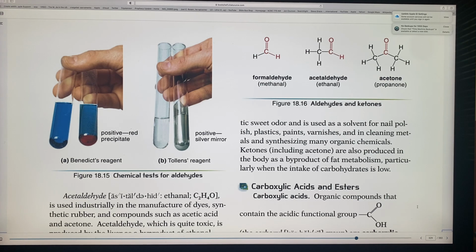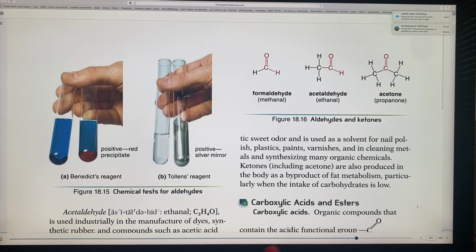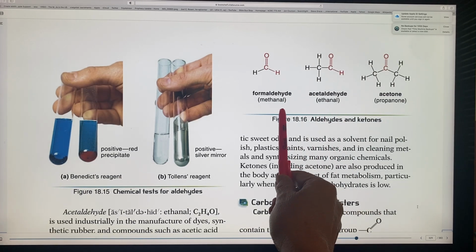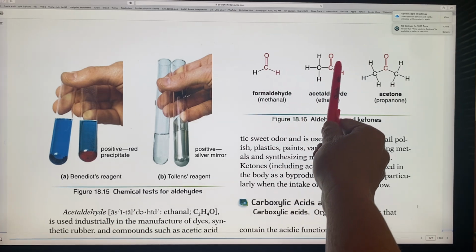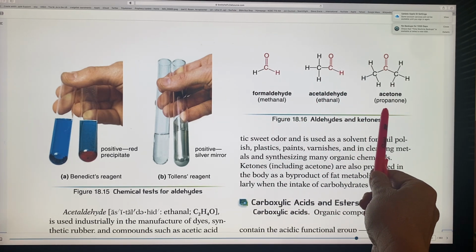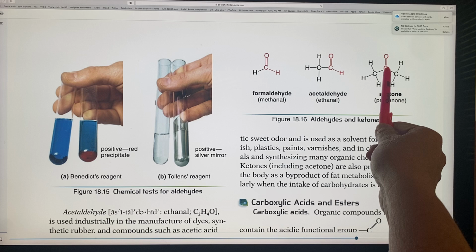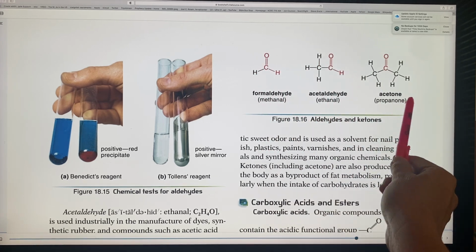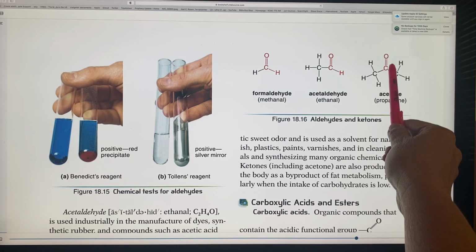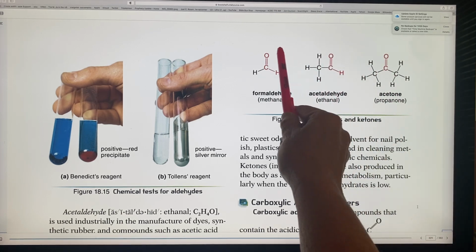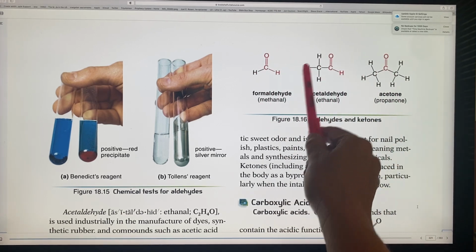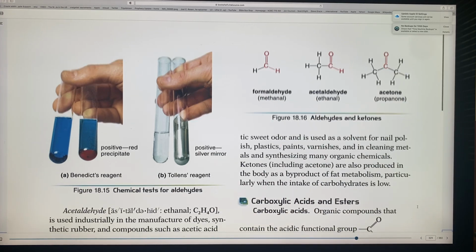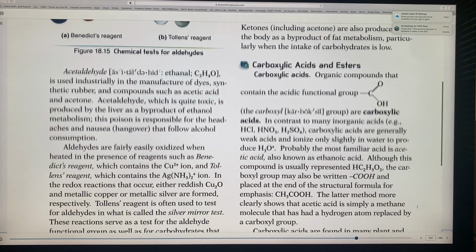So 2 different tests. Here's a picture up here of aldehydes and ketones, but you can see the aldehyde has the double oxygen bond, right? And acetone does too. So you're going to see the aldehyde looks like this, and the ketones look like just one bond. So you'll see the aldehydes have this group with the hydrogen at the end.